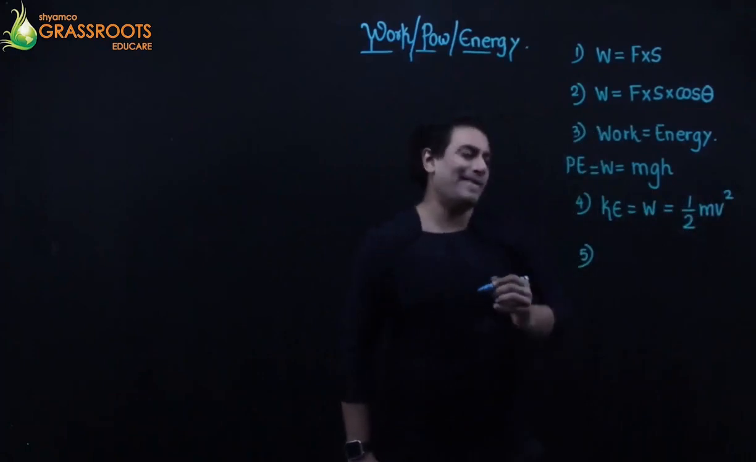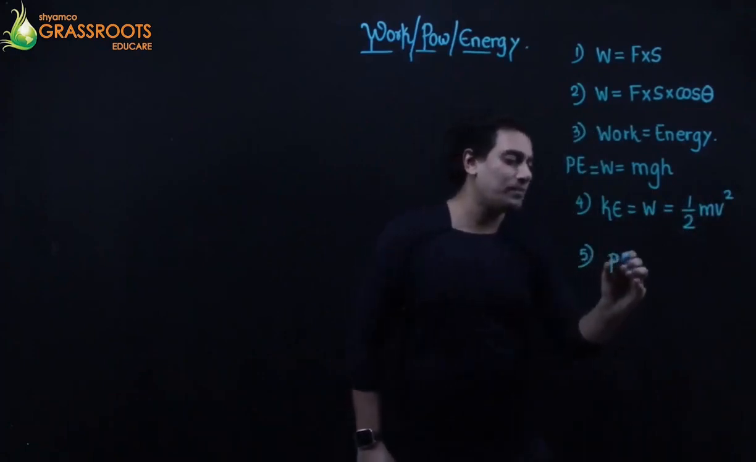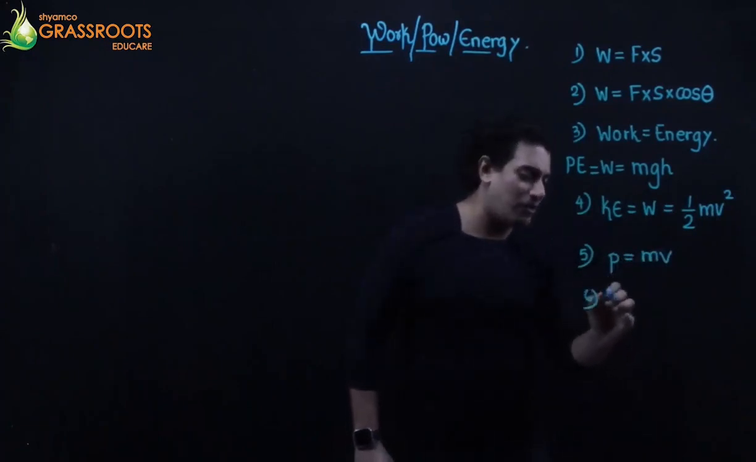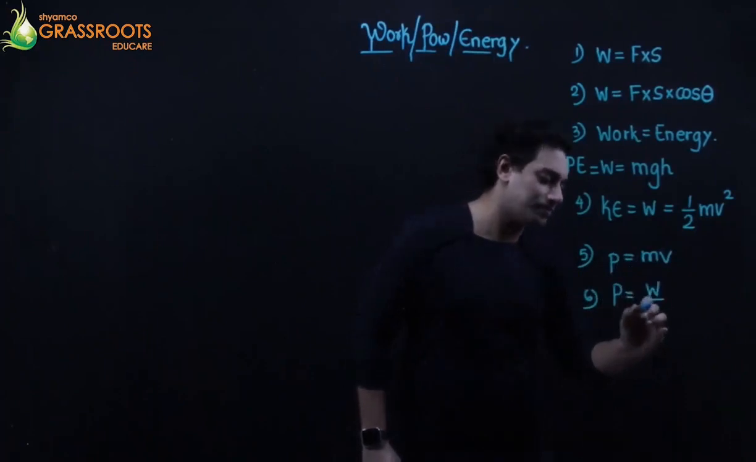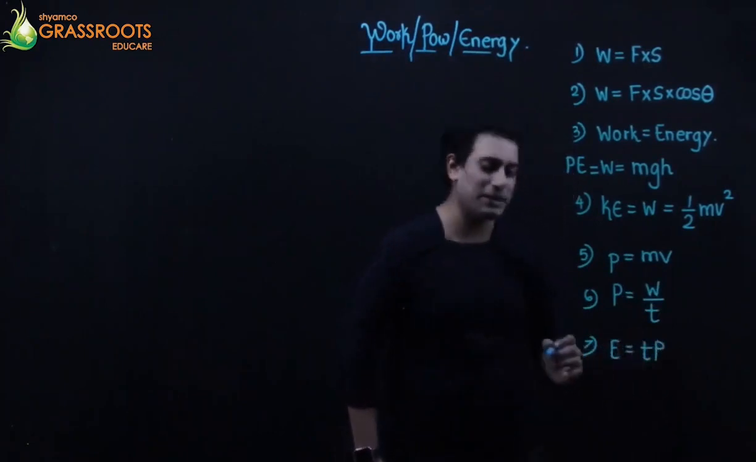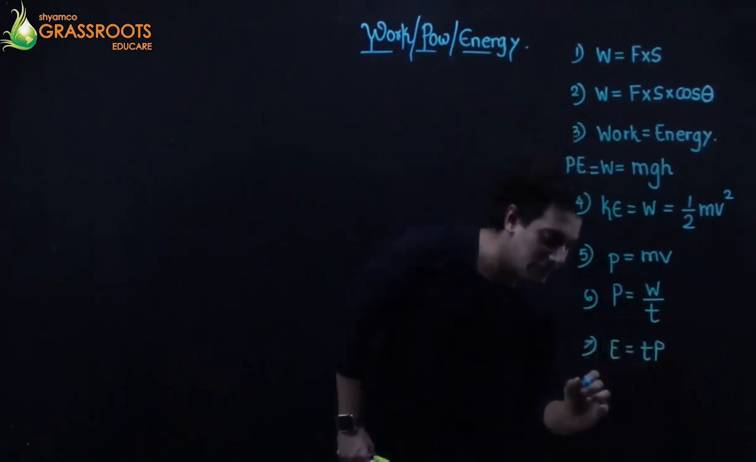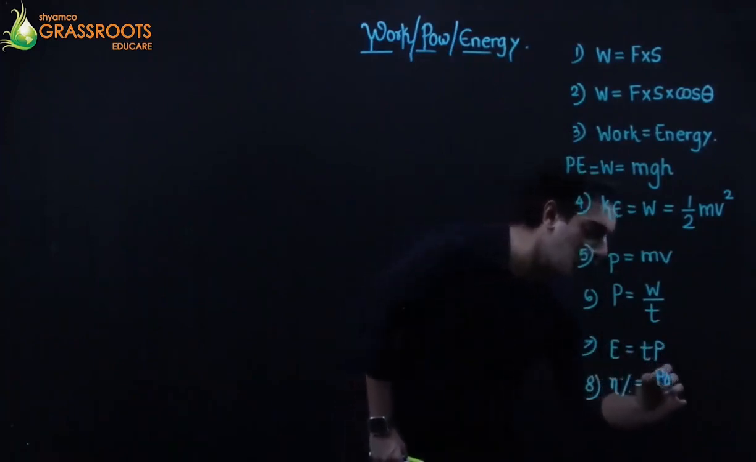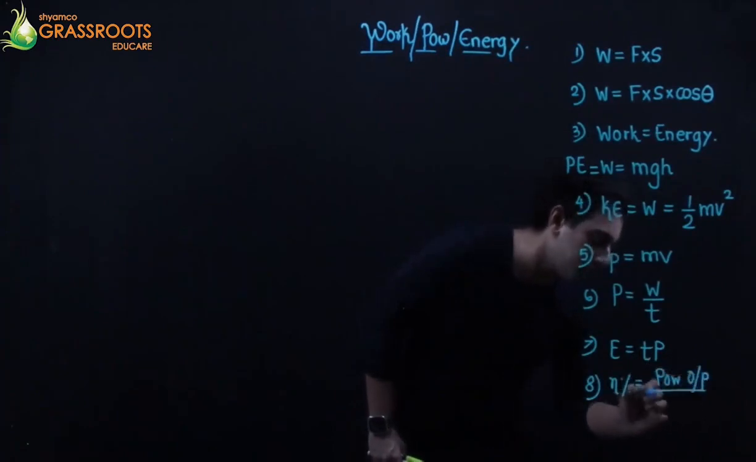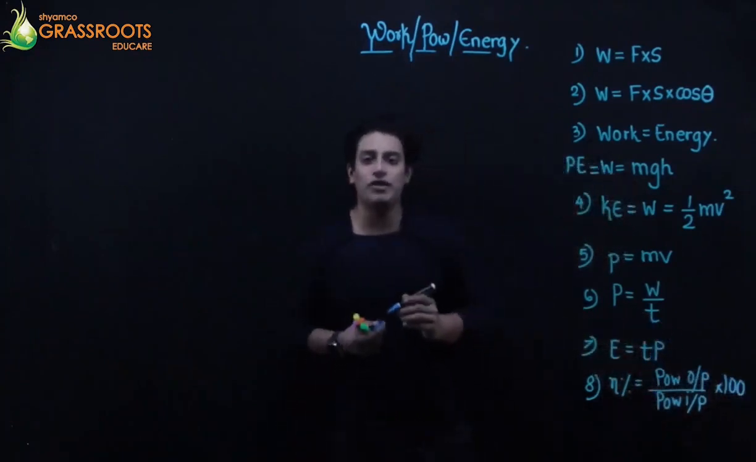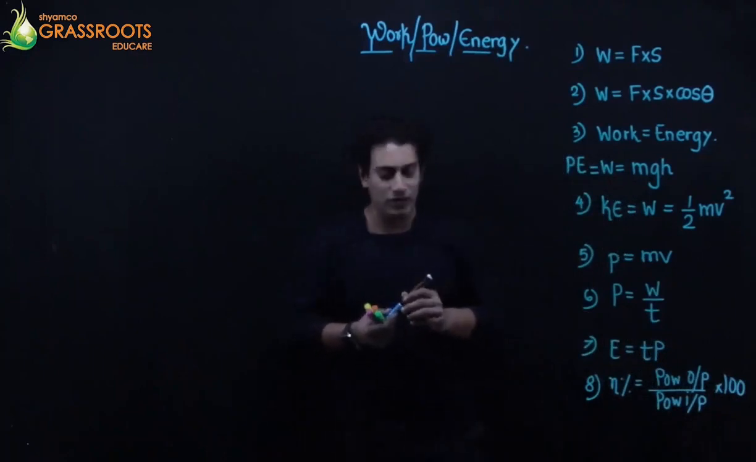Fifth, momentum is equal to mass into velocity. Power, capital P, is work upon time. Energy is equal to time pass, TP, time pass. Then eighth, efficiency percent is power output. OP means output upon power, IP means input, into 100. Output power upon input power into 100 is efficiency percentage.